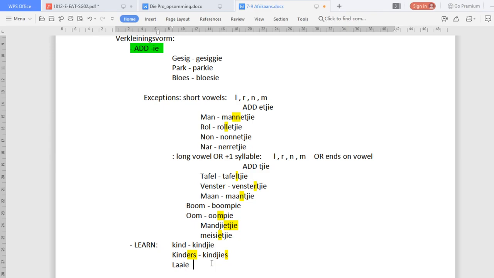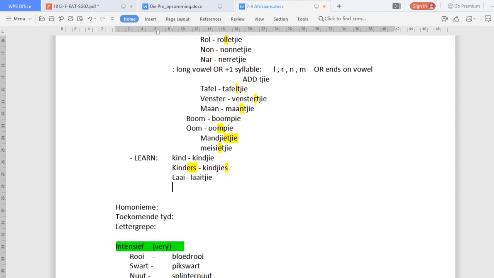Okay, let's say lie is likey because it ends on a vowel. Now let's say liar. So that's a plural, but we don't want a plural. We want a diminutive. So we take the plural away, we say likey, and we add an S.